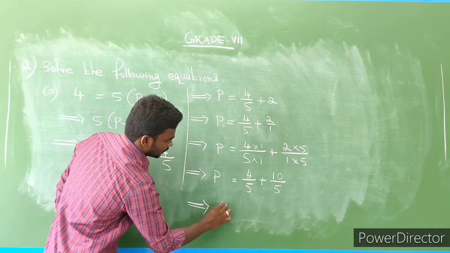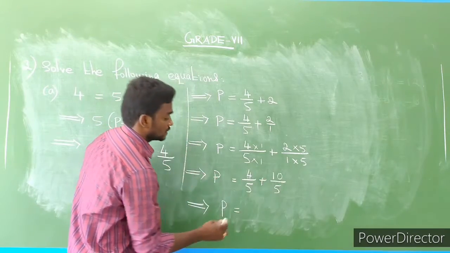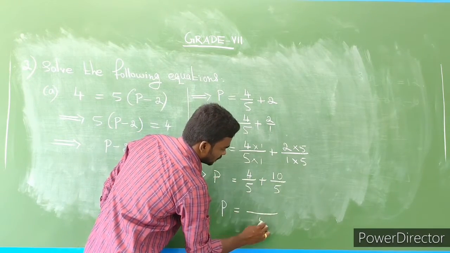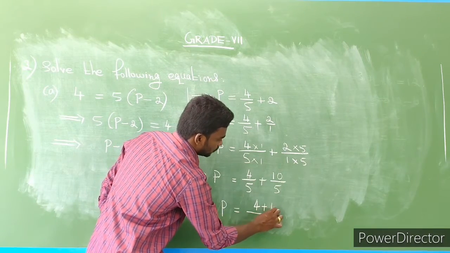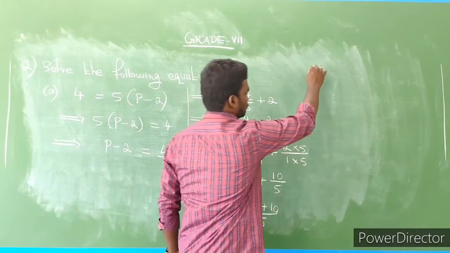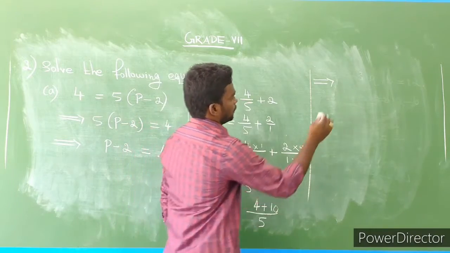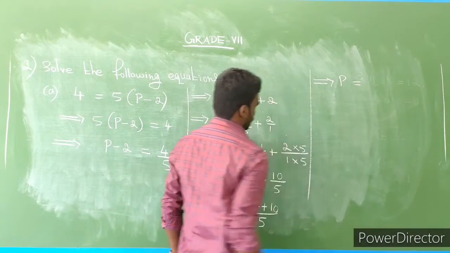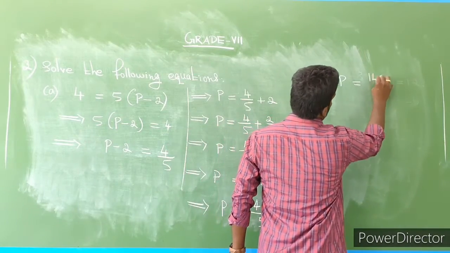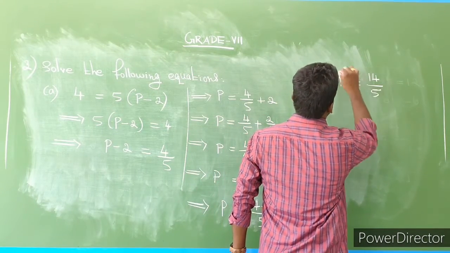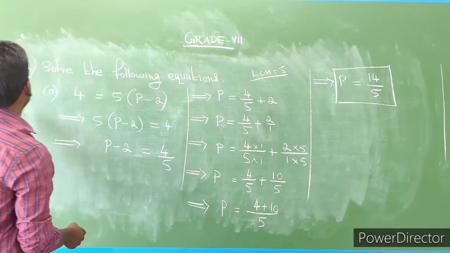Implies that p is equal to, now 4 by 5 and 10 by 5 are like fractions. So we keep the same denominator 5. So we directly add the numerator value 4 plus 10. Implies that p is equal to, what is the value here? 4 plus 10 is 14 divided by 5. So the value of p is equal to 14 divided by 5.